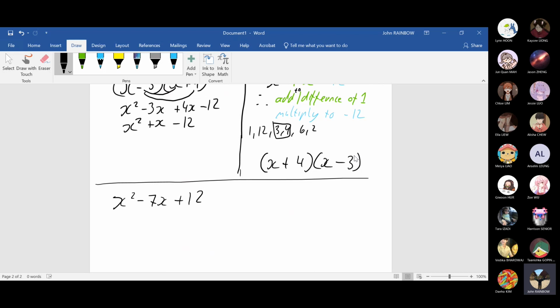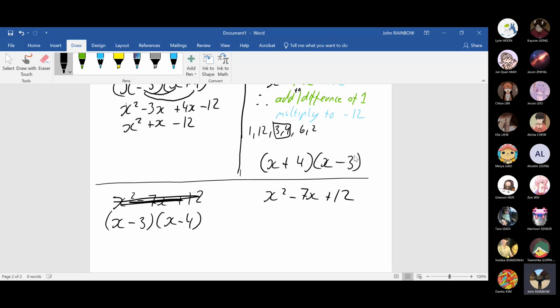Actually, I want to expand that. I've done this in the wrong column. x squared minus 7x plus 12. We want to expand that. So x minus 3, that will be an x minus 4.